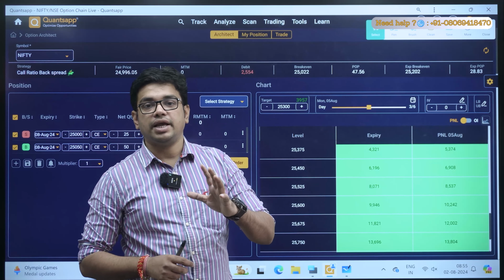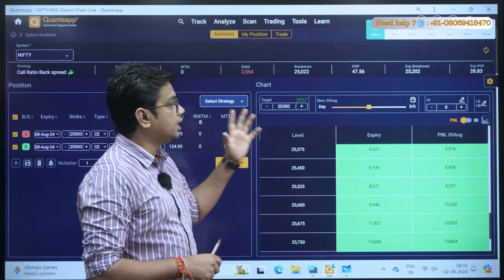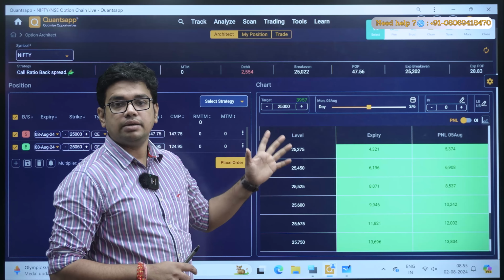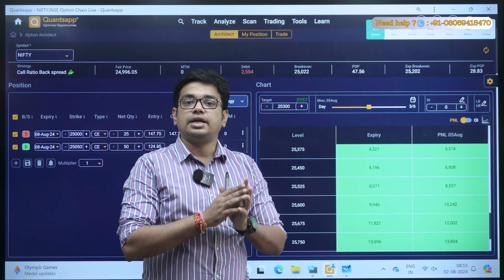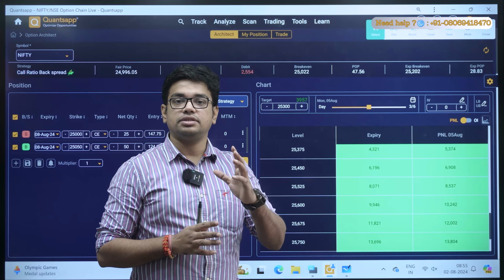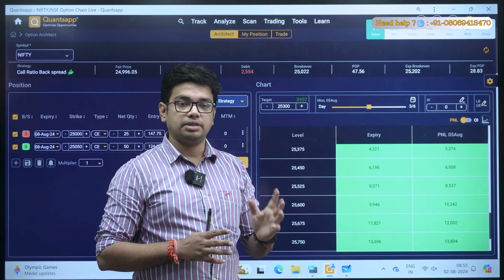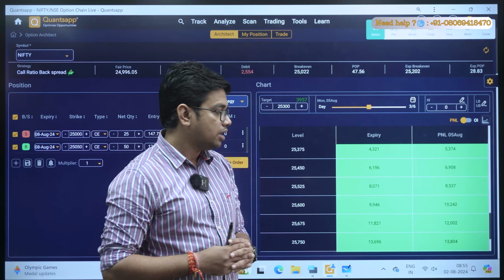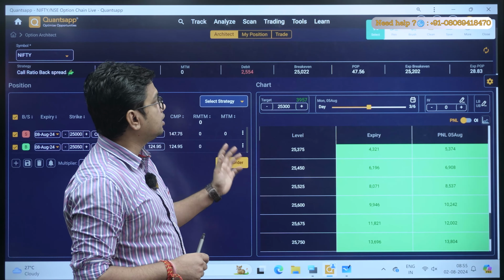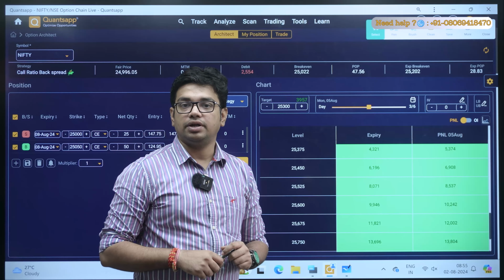The reason behind showing you the difference between the ATM, OTM and the ITM is this: which strategy you should choose. This is the most important reason behind this session. So we have learned about the differences between ITM and OTM.